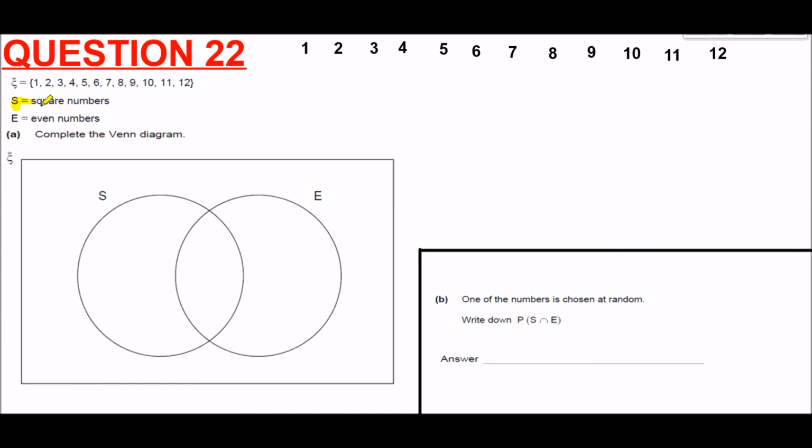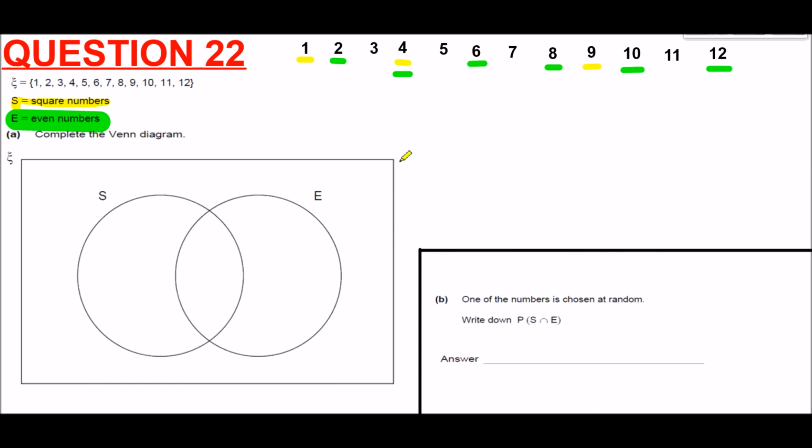So if S means square numbers, the first square number is 1, because it's 1 times 1. Next one, 2 times 2 is 4. 3 times 3 is 9. The next square number is 4 times 4, which is 16, which isn't in the list. Now, E stands for even numbers. So the even numbers here are 2, 4, 6, 8, 10, and 12.